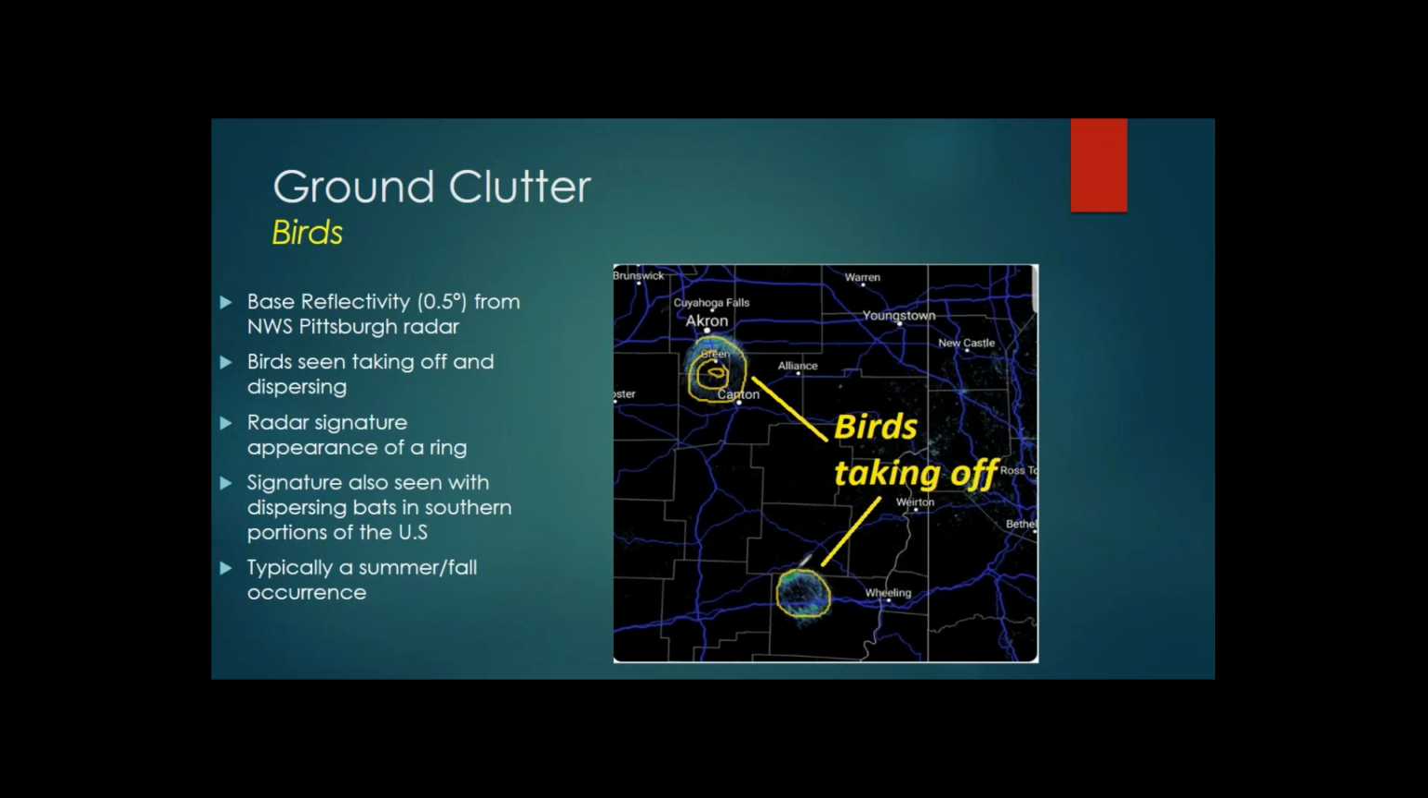You can also see bats in the southern United States disperse out of the caves at night. I know from the San Antonio radar down in the Bracken Cave area, you can see the bats disperse in the evening and morning when they're coming and going. Again, typically a summer-fall occurrence. In the winter, you don't see that quite as much. Usually along lakes and swamps and wildlife refuges, things of that nature.